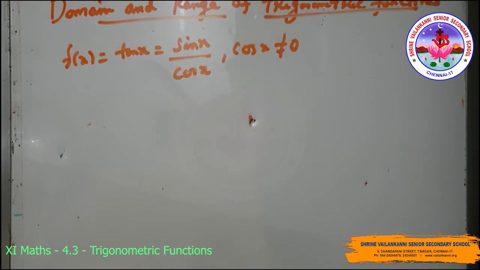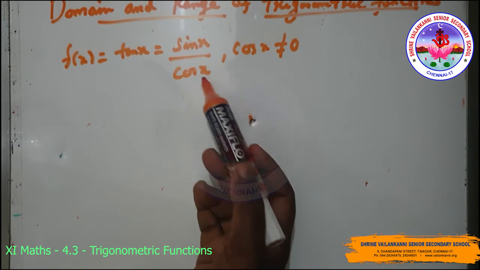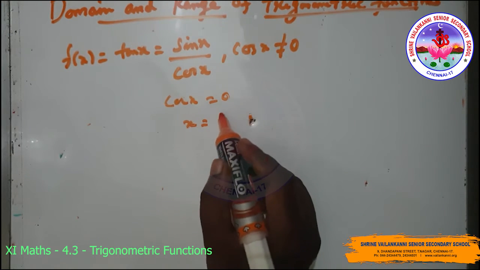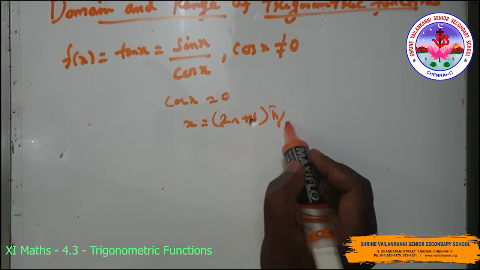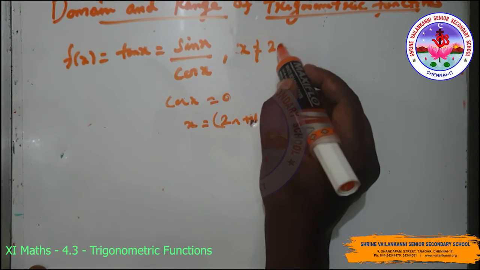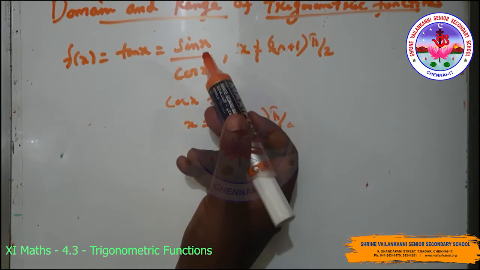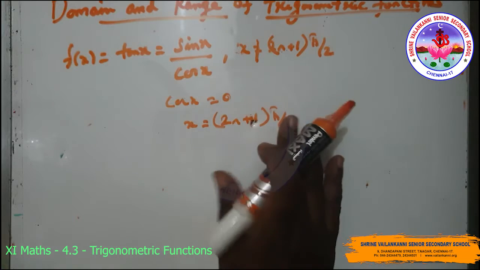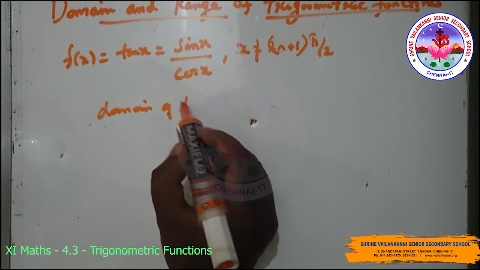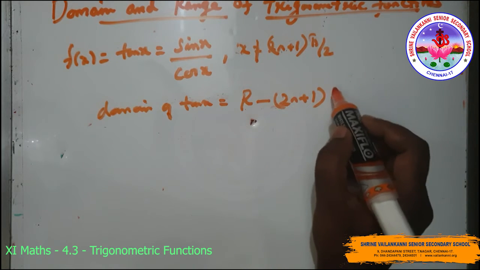So the next trigonometric function is f of x equals tan x. So tan x is sin x by cos x. In a rational function, the denominator cos x is not equal to 0, but cos x is equal to 0 if x is equal to 2n plus 1 into pi by 2. So we can write this as x is not equal to 2n plus 1 into pi by 2. The domain: sin x is real numbers and cos x is real numbers. So the domain of tan x is real numbers minus 2n plus 1 into pi by 2.